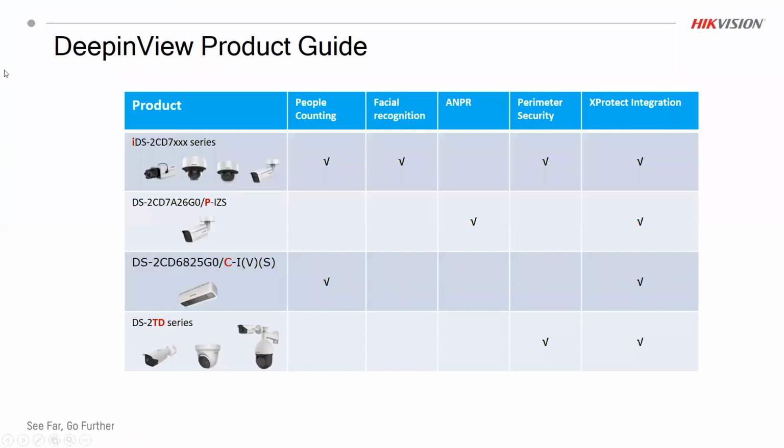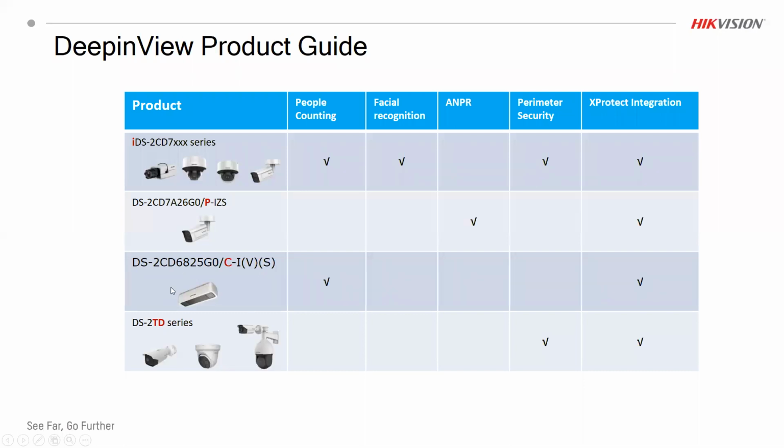Now, before we finish off, we just want to cover off on our DeepinView product guide. So we've basically created a matrix here just to show off our camera lines. If we move to the top part of the product lines, we do have our full bodies, we have our domes, and we also have our bullet cameras that allow features like people counting, facial recognition, perimeter security, and have XProtect integration. We also have our ANPR camera in bullet form. That also has our XProtect integration, as we've already discussed.